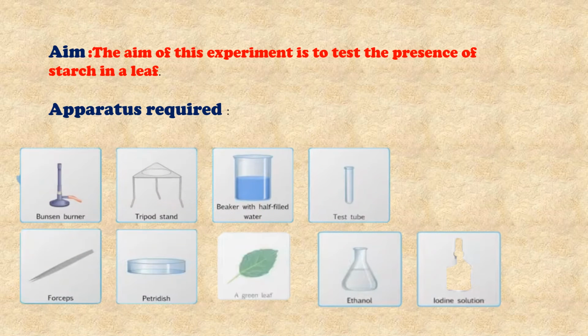Apparatus required: Bunsen burner, tripod stand, beaker half filled with water, test tube, forceps, petri dish, a green leaf, methylated spirit, iodine solution, and asbestos gauze.